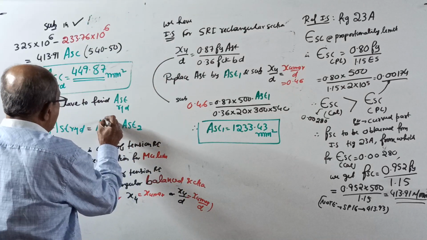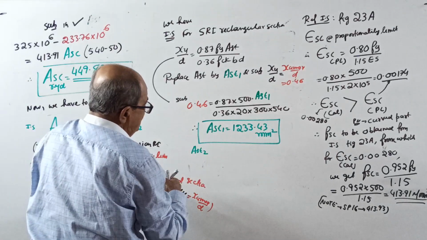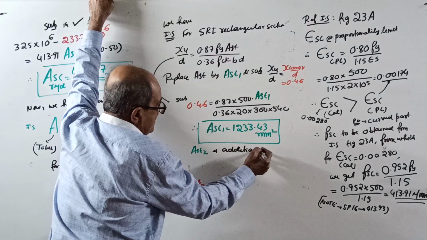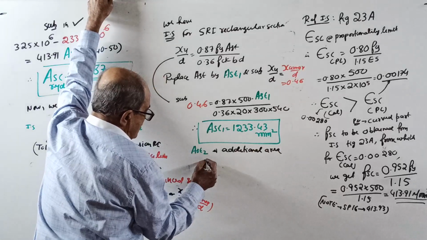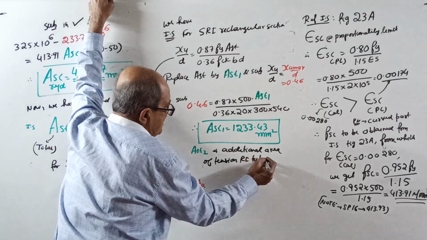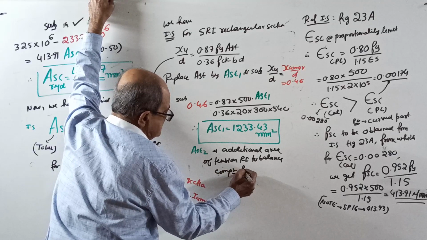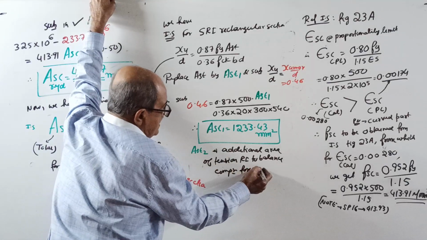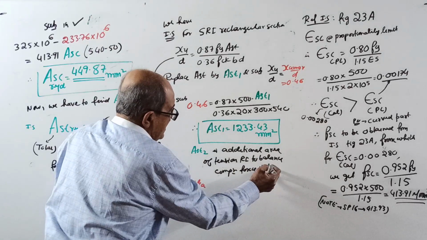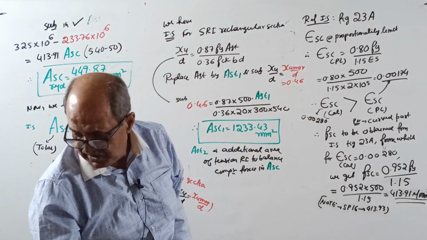Now explain AST2 briefly. Actually it is not required. AST2 is the additional area of tension reinforcement to balance the compression force in the compression reinforcement, ASC. You write ASC to understand correctly. Don't write ASC as compression reinforcement. Then over. Last step now.